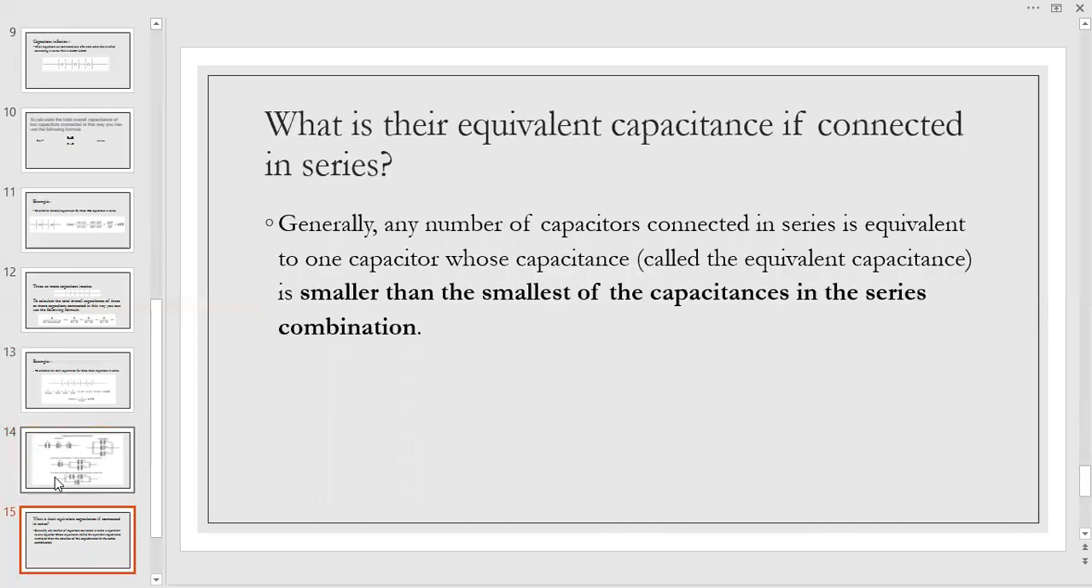What is the equivalent capacitor if connected in series? Generally, any number of capacitors connected in series is equivalent to one capacitor whose capacitance is smaller than the smallest of the capacitances in the series combination.